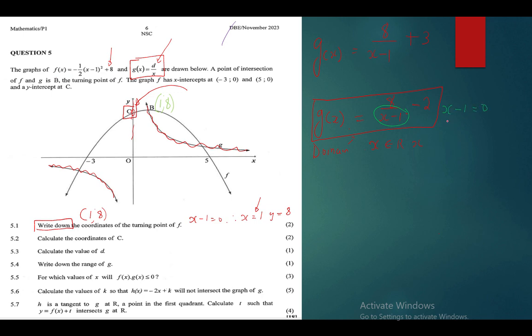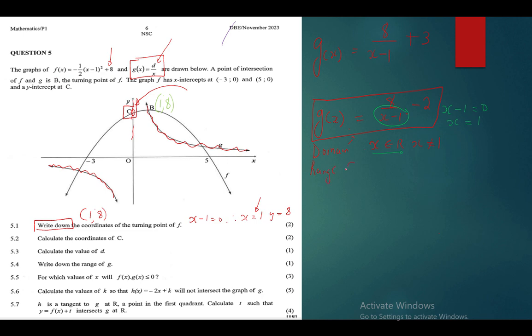So this means that the x asymptote of your function g is 1. The x asymptote is 1. So when we give the domain, we say x can be all real numbers, but x cannot be the x asymptote of the function. The same goes for the range.